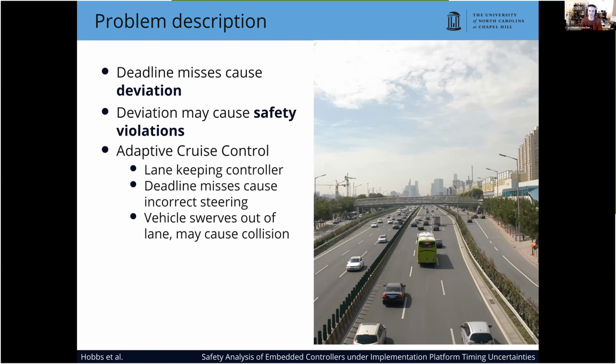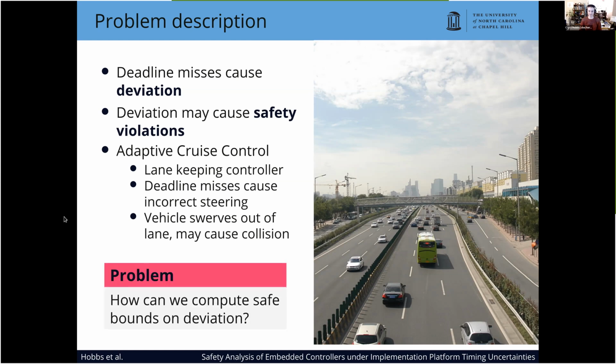in particular, the term that we use for this sort of change from the nominal trajectory is deviation. And this can cause safety violations in real systems. Consider an adaptive cruise control system. There might be some lane keeping controller, and in this case, deadline misses could cause incorrect steering inputs to be applied to the vehicle. This could cause the vehicle to swerve out of lane and possibly cause a collision, which of course is disastrous.